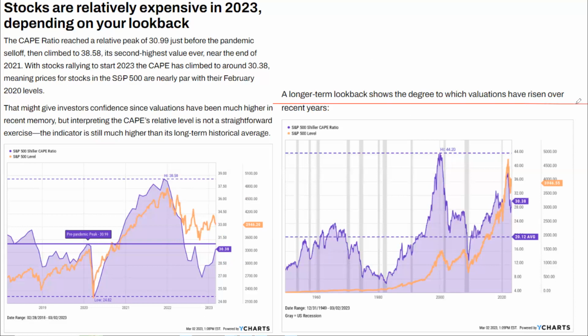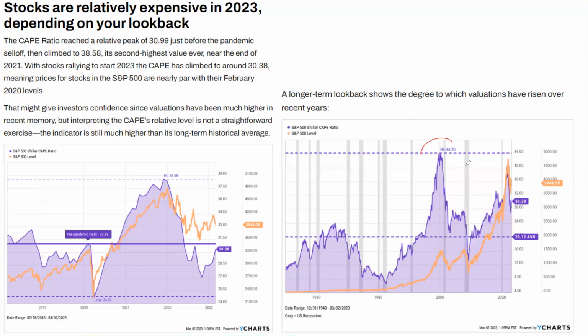Now, a longer term look back shows the degree to which valuations have risen over the years. You can see that this thing is far above its historical average. That's something I'm paying attention to right here: we see the average is 20.12, and the CAPE ratio is up here at 30.38. Pretty high, guys, pretty high, especially compared to historical. We're up here above the mid 2000s, and this is the 08 financial crisis through this time period, and we're above those levels right there.